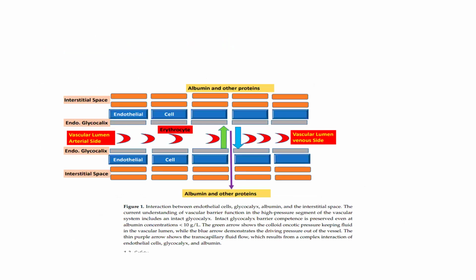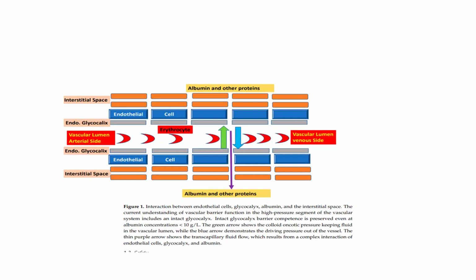So this is the diagrammatic representation of the interaction between endothelial cell, glycocalyx, albumin, and the interstitial space. The current understanding of vascular barrier function in the high pressure segment of the vascular system includes the intact glycocalyx. So the intact glycocalyx barrier competence is preserved even at albumin concentration less than 10 gram per liter.